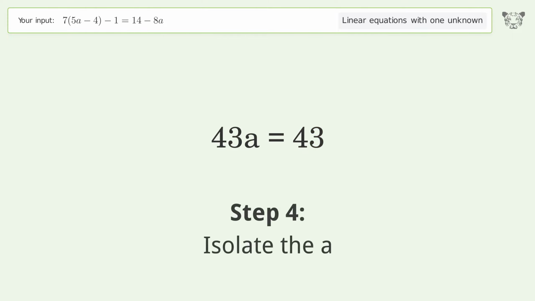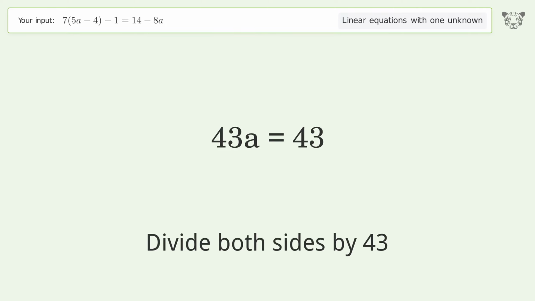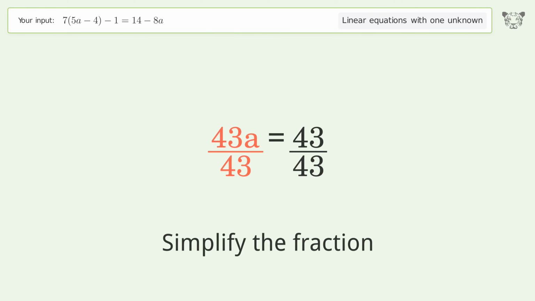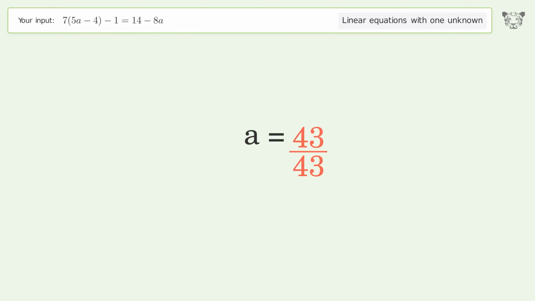Isolate the a. Divide both sides by 43. Simplify the fraction. And so the final result is a equals 1.